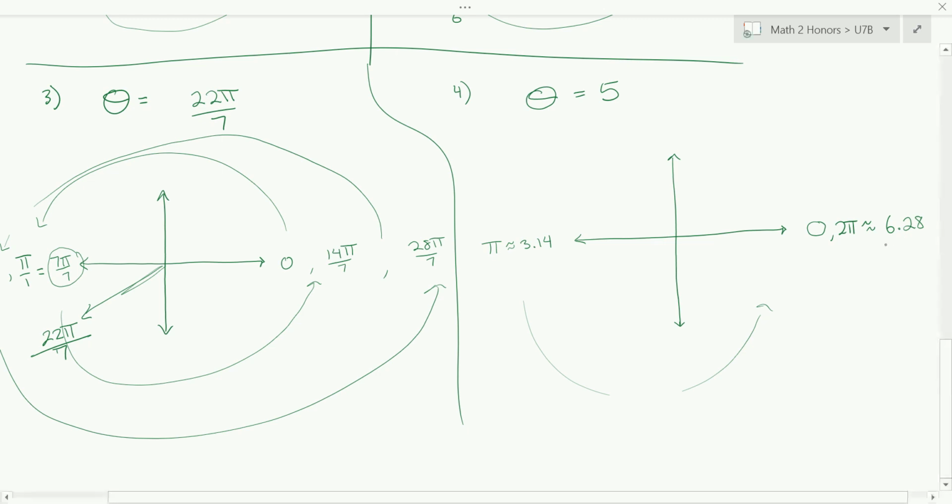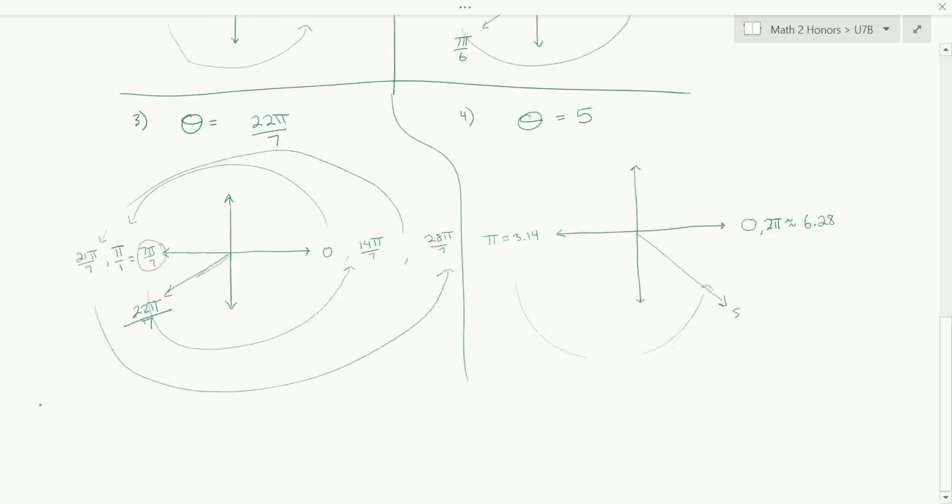Okay, if I put 5 over here, it's about 1.28 off, right? And if I add 1.28 to 3.14, I'm not going to make it to 5. So 5 is closer to 6.28, and so it'd be in quadrant 4. Okay. So there's your standard position and how to work with that in radians.